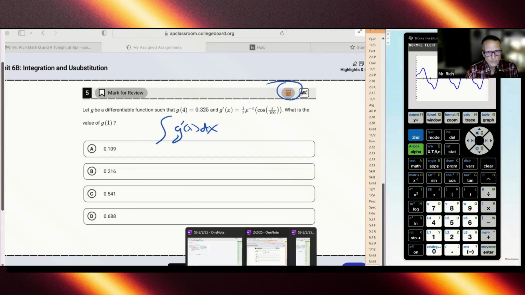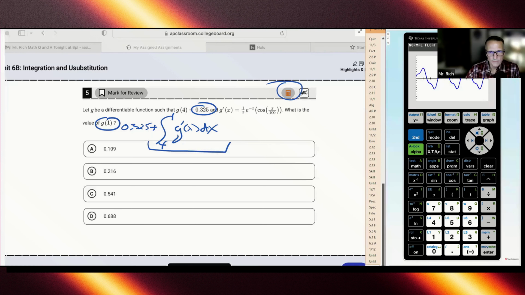Now, what are my limits of integration? Well, what I want to do is integrate from the x value at which I know the y value. So I'm going to integrate from 4, and then I'm going to integrate to 1, like that. Because this gives me the net change of the function between 4 and 1. So that allows me then to start at a y value of 0.325 and add the net change from that x value of 4 to 1. Now, it doesn't matter that I'm integrating backwards here from 4 to 1. That's okay. The math is going to take care of itself.